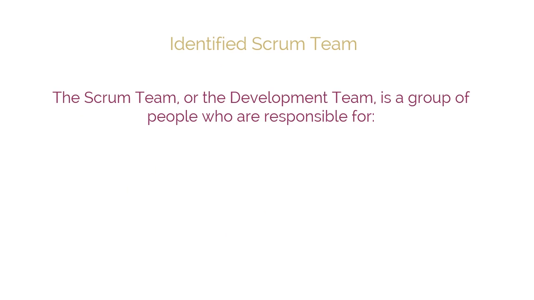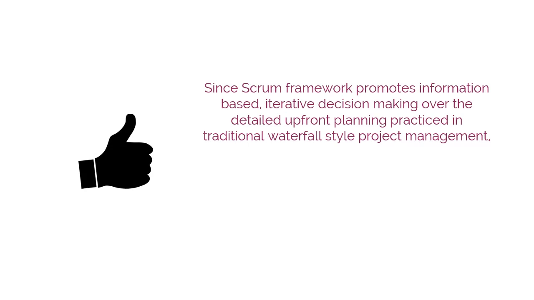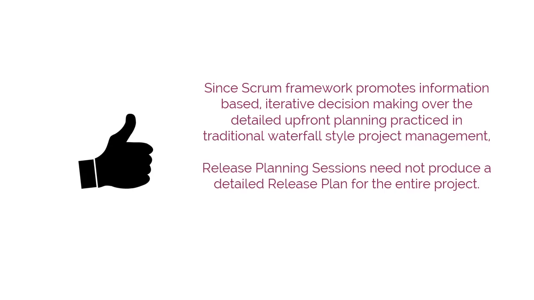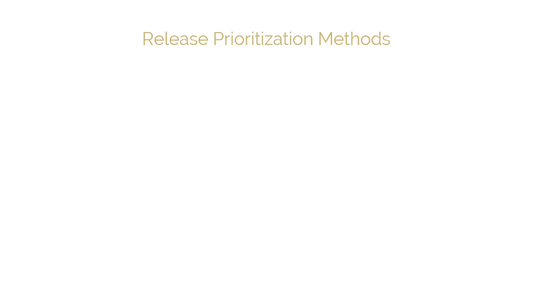Identified Scrum Team. The Scrum Team, sometimes referred to as the development team, is a group or team of people who are responsible for understanding the business requirements specified by the product owner, estimating user stories, and final creation of the project deliverables. Since Scrum Framework promotes information-based, iterative decision-making over the detailed, upfront planning practice in traditional waterfall-style project management, release planning sessions need not produce a detailed release plan for the entire project. The release plan can be updated continually as relevant information is available.